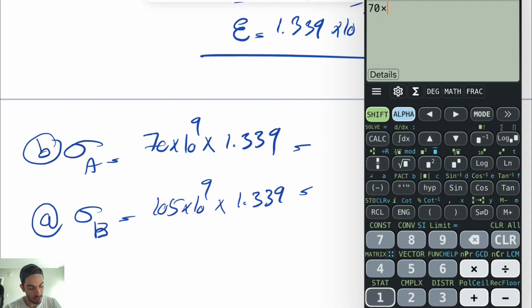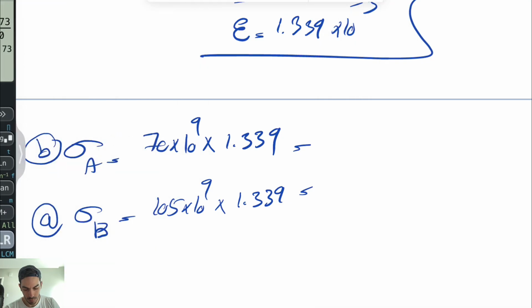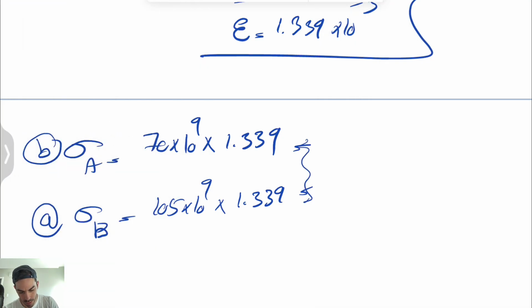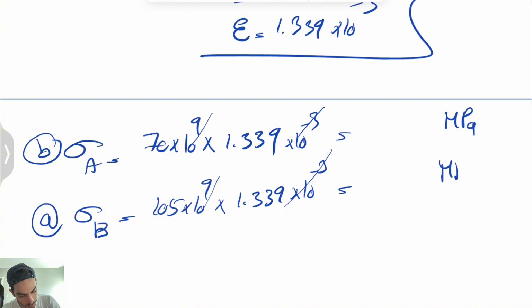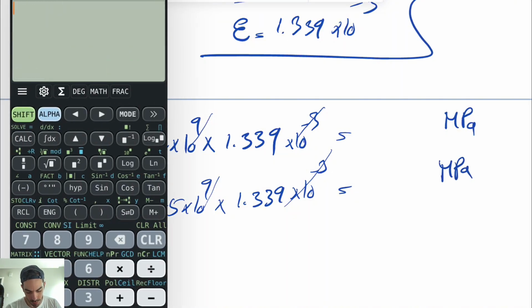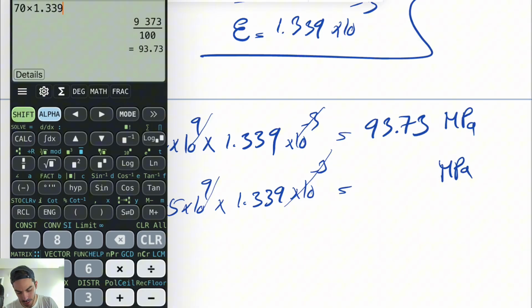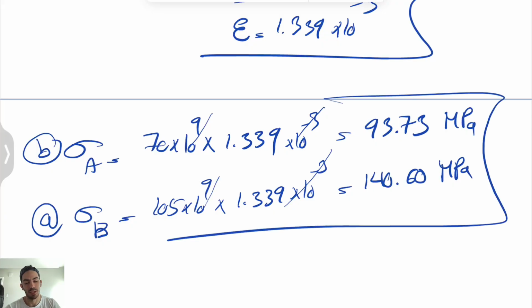70 times 1.339. I missed the 10 to the minus 3 in each of these. So this is going to give us 10 to the 6, so the unit will be megapascal. Let's just calculate this. 70 times 1.339 is going to be 93.73, and the other one would be 105 times 1.339, and that's going to give us 140.60, which is going to be the final answer for this question.